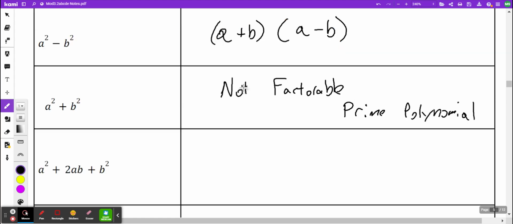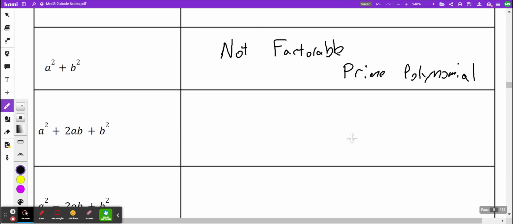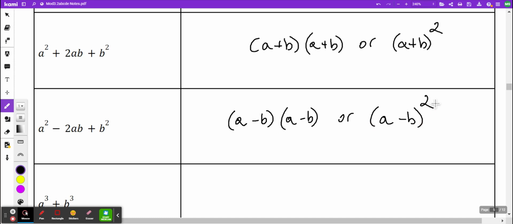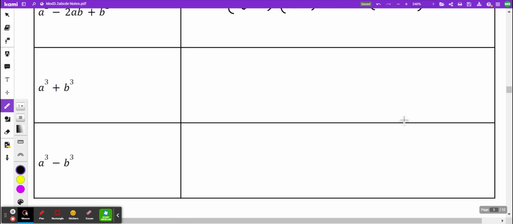Let's go on. If it looks like this, it's our perfect square trinomial. This is where it's like A plus B times A plus B, or A plus B quantity squared. Next up, if it looks like this, it's the same thing, but instead of A plus B, it's going to be A minus B. And so we get the same kind of result. It kind of looks similar. But the thing we have to do is make sure that we have the patterns down.